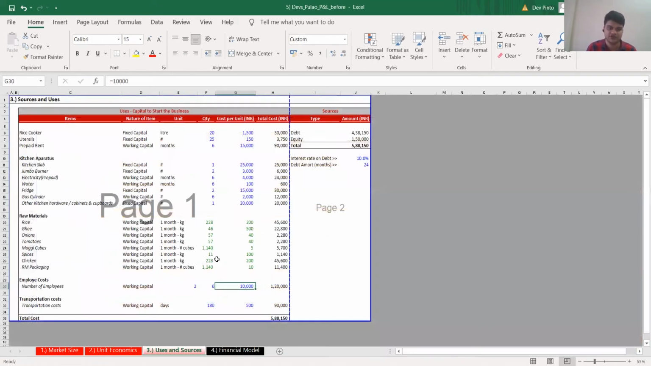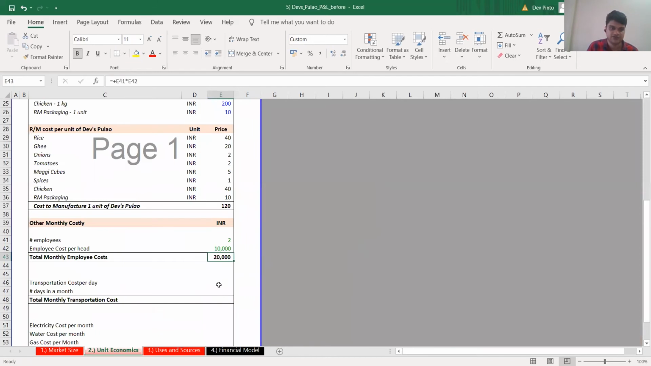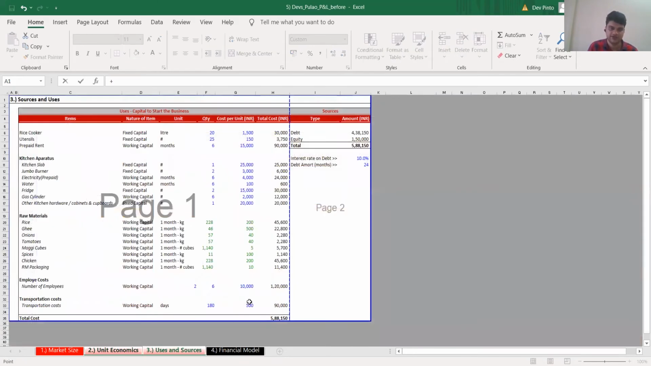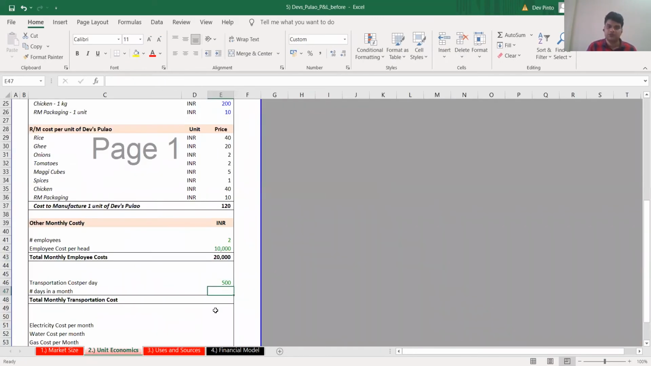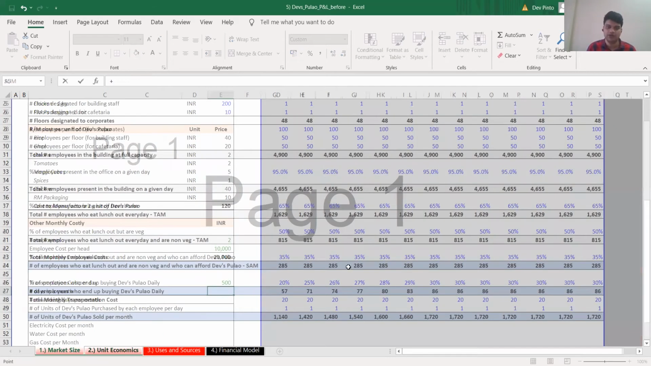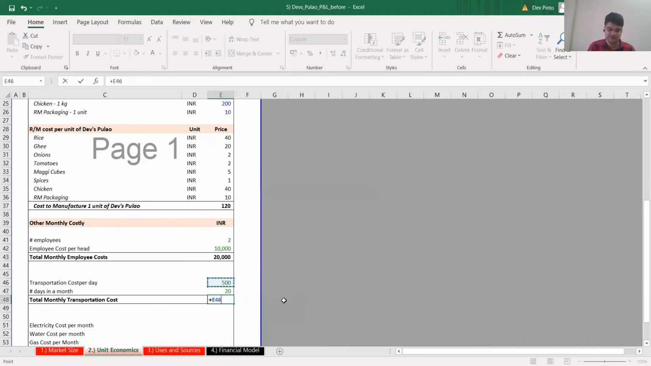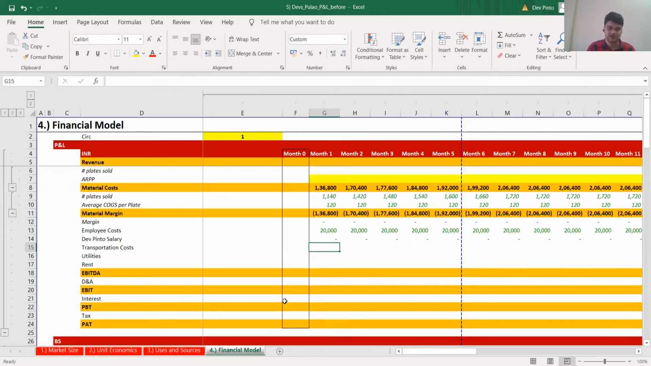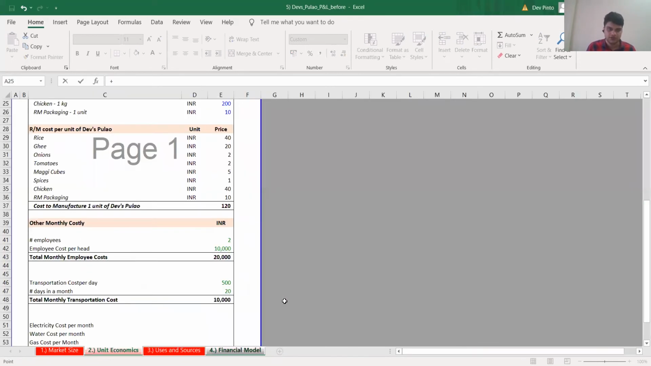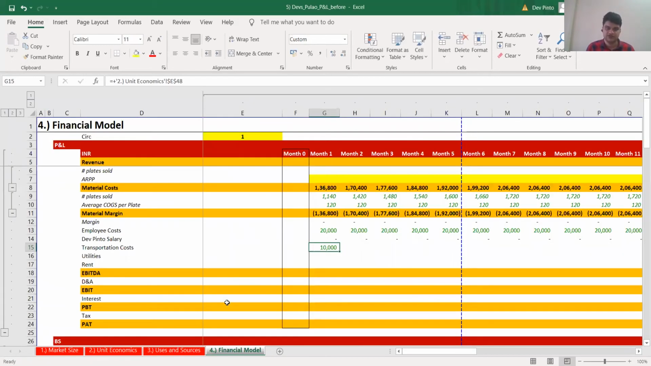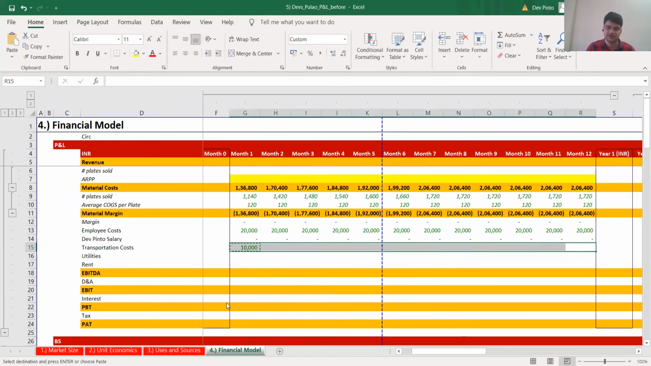Transportation costs. We've assumed that daily transportation cost is 500 bucks. We have, let's just put it here, 500. How many days in a month? 20 or 30? 20, right? Because these are working days in terms of how many people are going to be present, Monday to Friday. 5 fours are 20. That gives us roughly 10,000 bucks. Let's assume again that this cost is going to stay constant over the next 12 months.